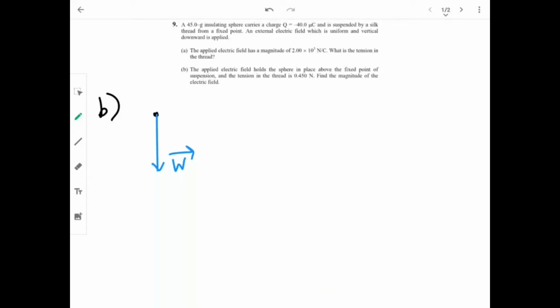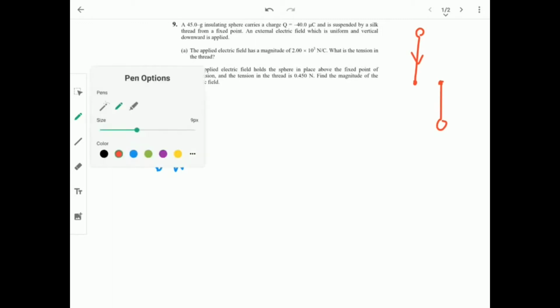So now a few things have changed. Now let's imagine this as the point of suspension. If the ball before was hanging like this, now it's hanging like this. It's held above the fixed point of suspension. So isn't the tension down now? So now we know that the tension is downwards as well. Well, since two forces are down and we only have three forces, one of the forces has to be up, right? So the electric force is still up.